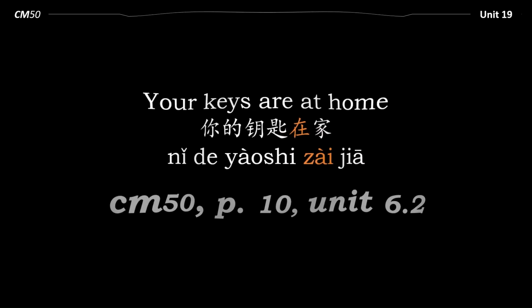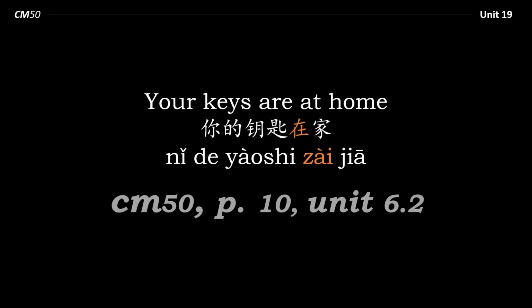So 在 is a verb that does not need help from the to be verb 是. And the same goes for this sentence. Your keys are at home. 你的钥匙在家. So if we were to change the English to match the Chinese equivalent, it would be your keys at home. 你的钥匙在家.